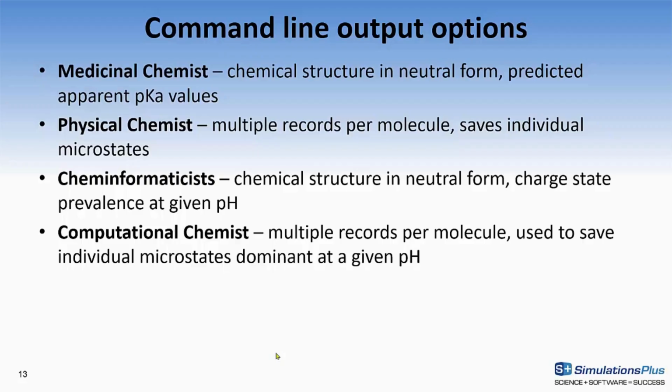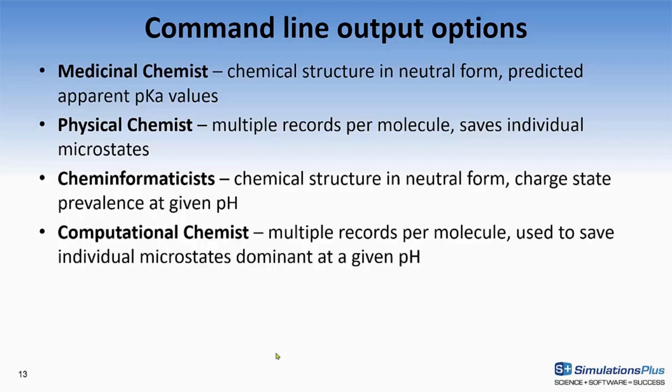This final slide just describes a few of the command line options. If you run ADMET Predictor on the command line, you have different options for outputting compounds in an SD file. The first option is for the medicinal chemist. This gives the chemical structure in the neutral form as the output record in SD, and then gives the predicted pKa values from the model. The physical chemist option saves multiple records for each molecule, and saves the individual microstates at different pHs.